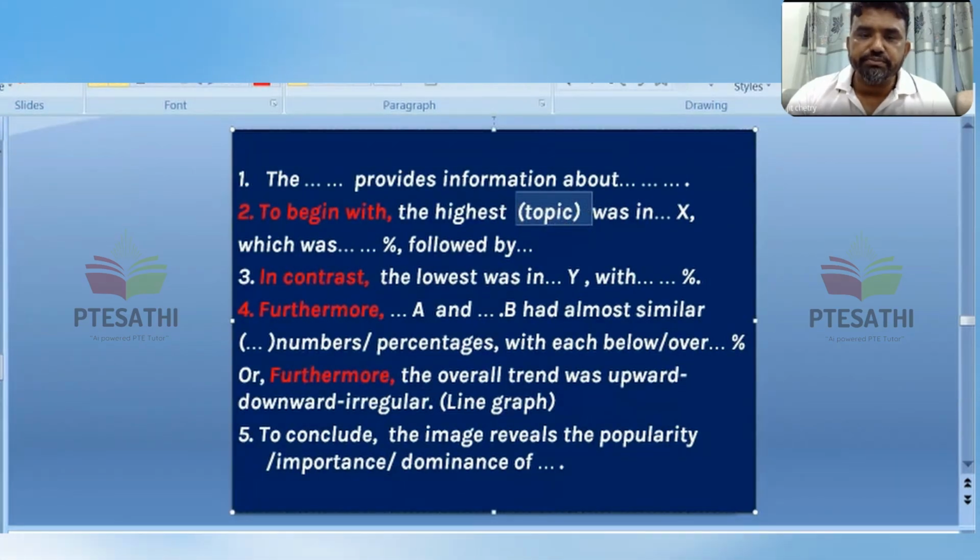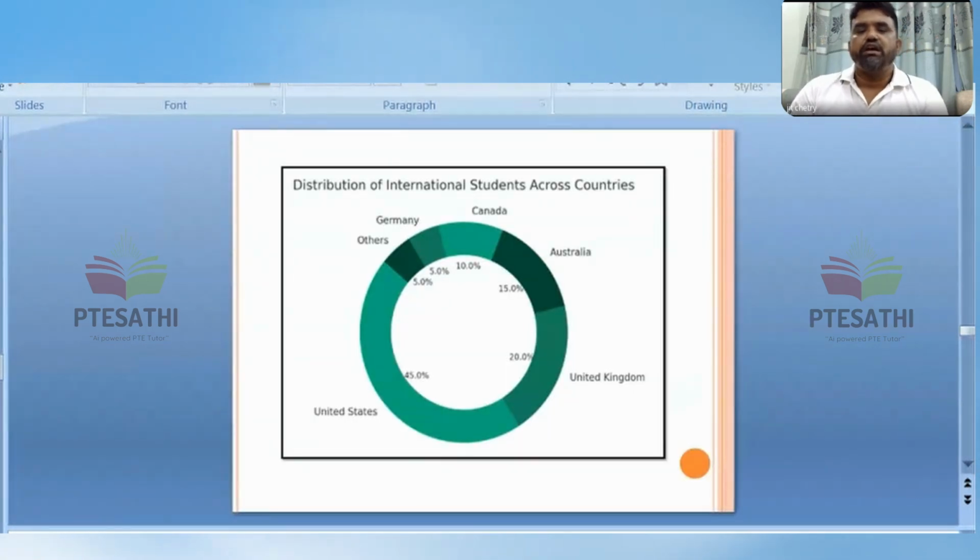And look at that conclusion part. We're not saying the picture provides detailed information. Instead, we are talking about the popularity of something, or the importance of something, or dominance of something. Now, in the context of this image, you could have simply said, to conclude, the image reveals the popularity of United States. And if you want to make it slightly more meaningful, you can say among international students.